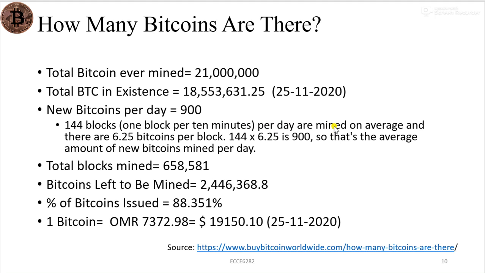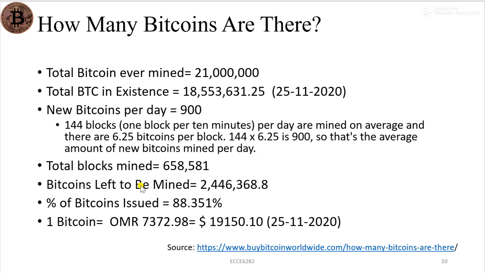So 144 blocks are mined per day on average, and what is the reward for creating one block? 6.25 Bitcoins are rewarded per block. So how many total Bitcoins are created per day? 144 multiplied by 6.25, which is 900. So on average 900 Bitcoins are created per day nowadays.